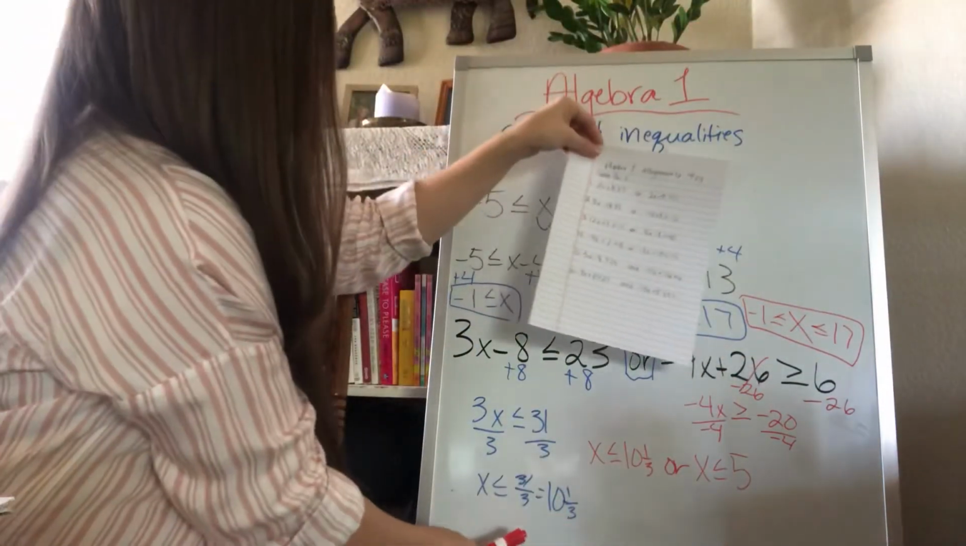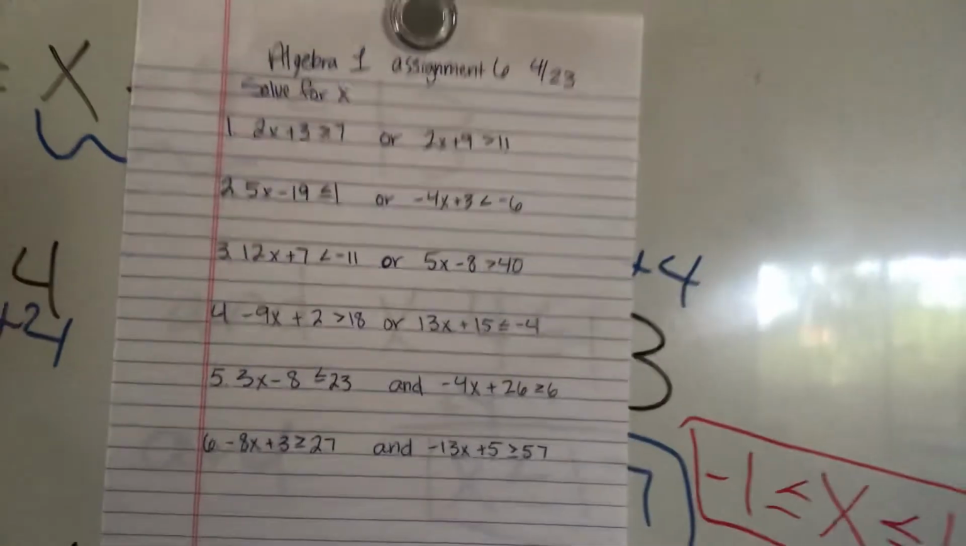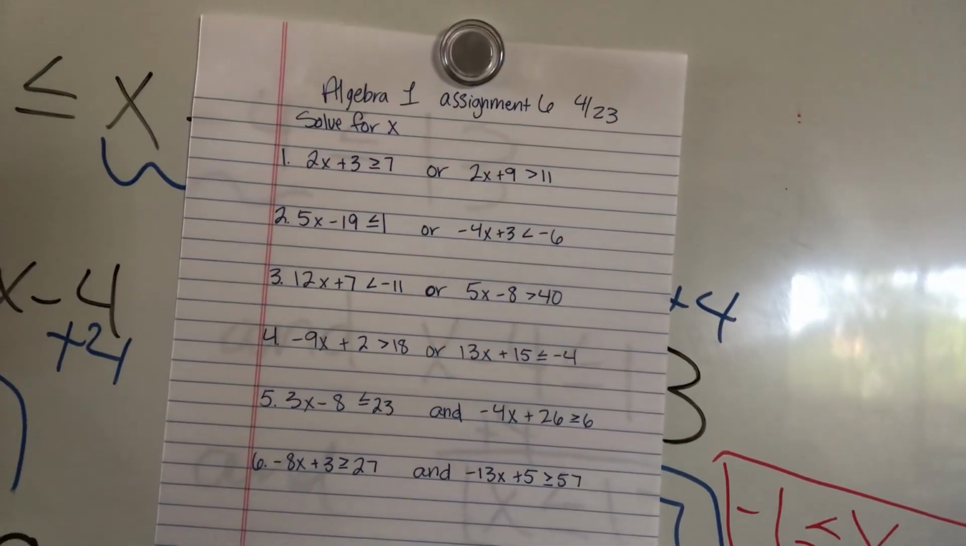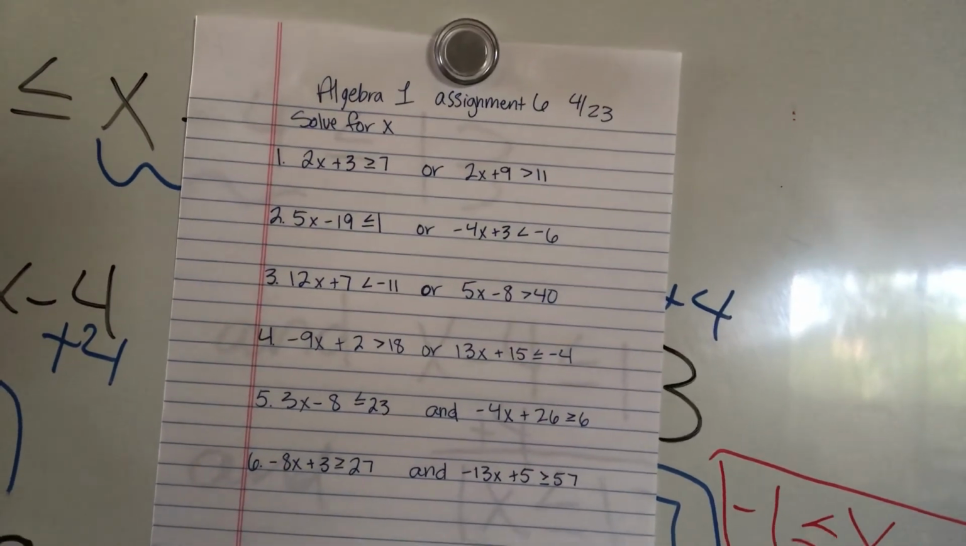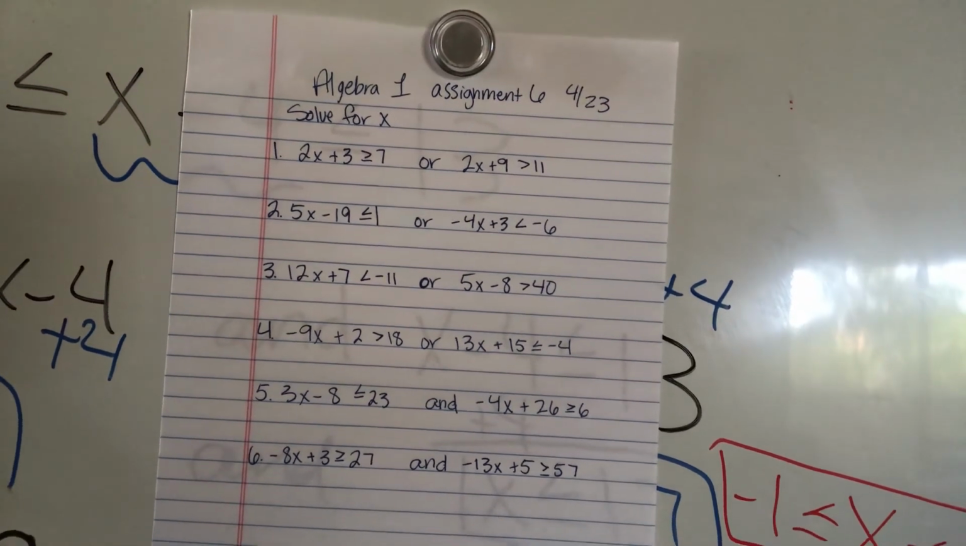Okay, so here is your assignment. You have mostly ors and a couple of ands. Try to write the answers similar to the way I did, but I'm not going to nitpick that. I just want you to get the process down. So pause the video here, get a piece of paper and a pencil, write this down.